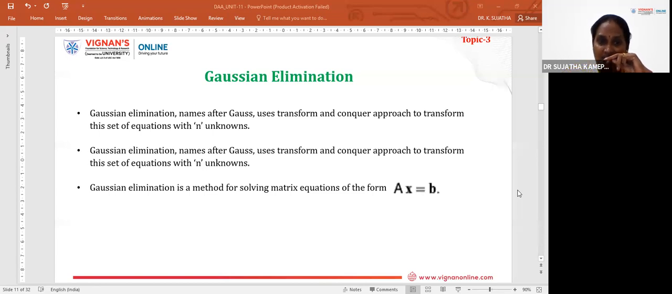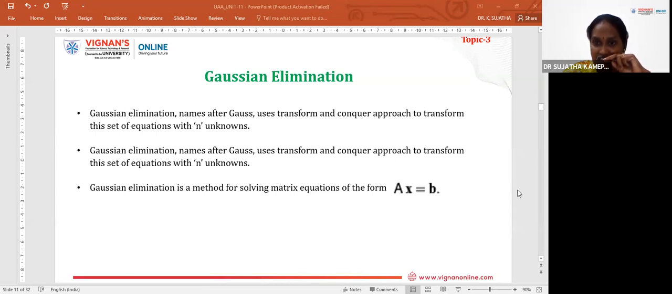Right. So Gaussian elimination, named after Gauss, uses the transform and conquer approach to transform a set of equations with n unknown values. Now here the Gaussian elimination method aims to transform a system of linear equations into an upper triangular matrix in order to solve the unknowns and derive the solution.